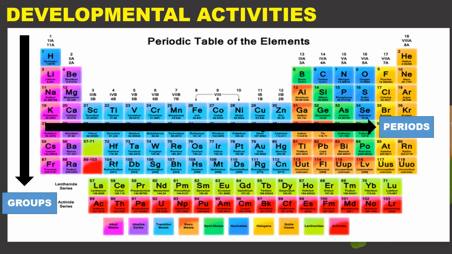The columns from top to bottom are called groups. Elements in the same group also have the same properties. They have the same number of electrons in their outermost shell. The electrons in the outermost shell are called valence electrons.